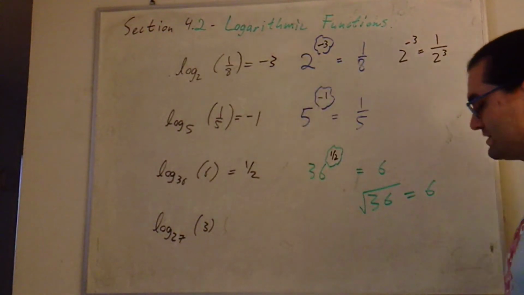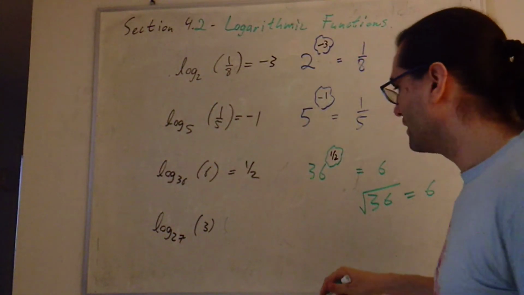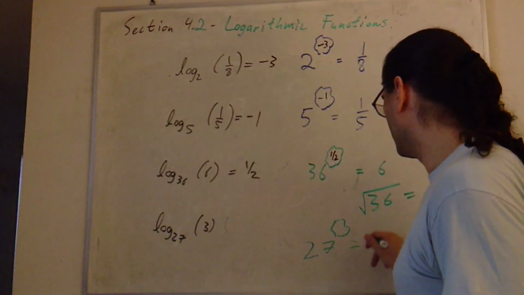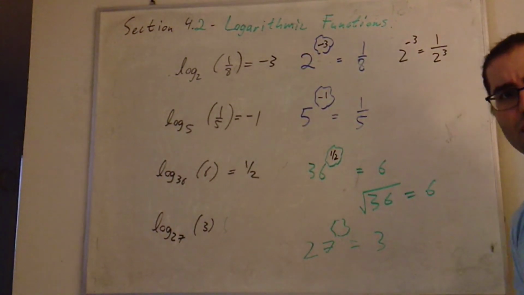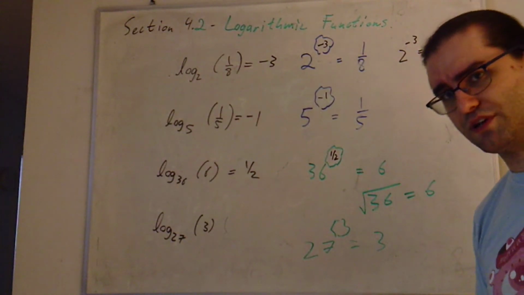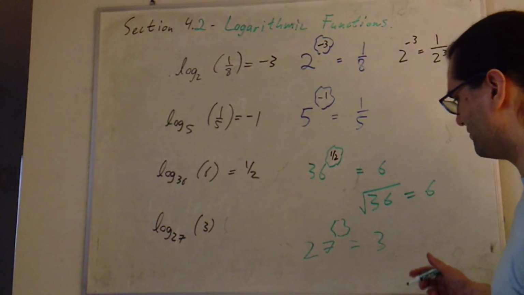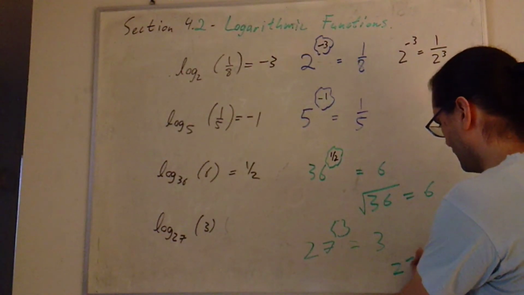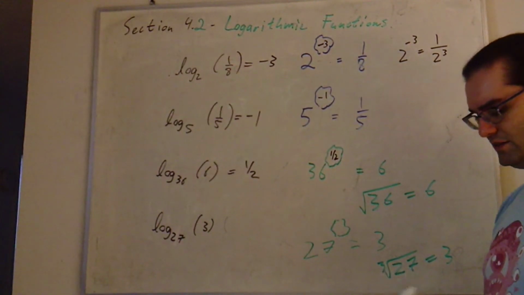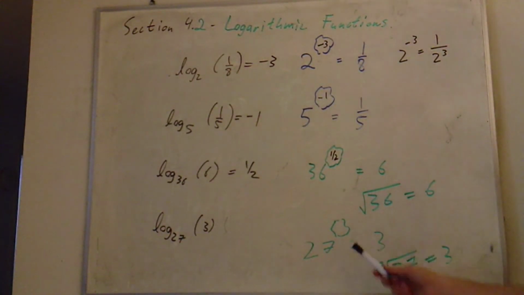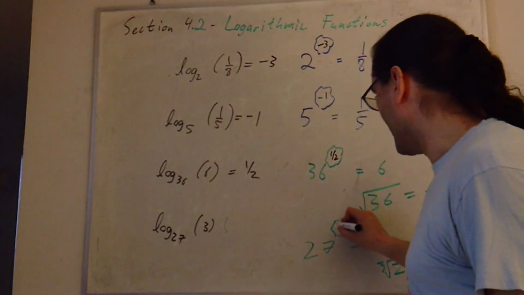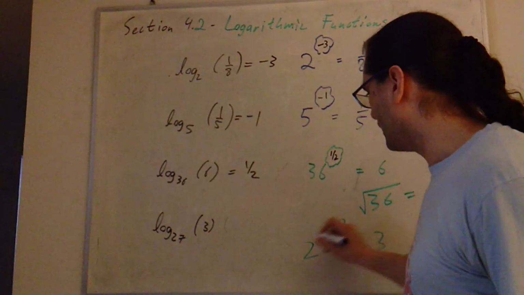This one we need to set up in pretty much the same way. We're going to look at 27 to some power needs to give us 3. And in the last set of examples, we just did a 3 cubed equals 27 example. So I think we should know that the cube root of 27 is 3. So all we need to do here is express the cube root as an exponent, and that exponent is 1/3.